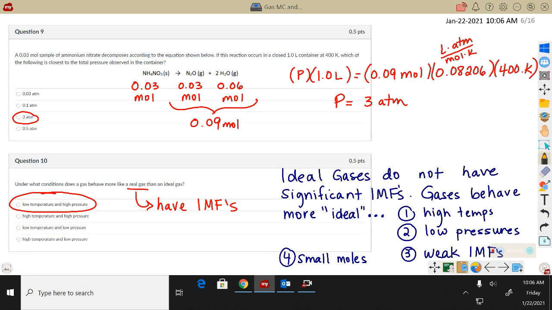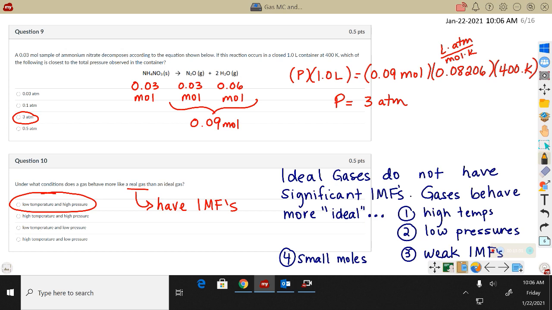Number 9 was another one that was based on particles and moles. We had a 0.03 mole sample of solid ammonium nitrate that decomposes according to this equation. Well, the solid's not going to create pressure, so I don't really care about the solid, but the two products are gases. So I can look at the molar ratios to figure out how many moles of each gas are produced, and the total moles then of gas in the container.